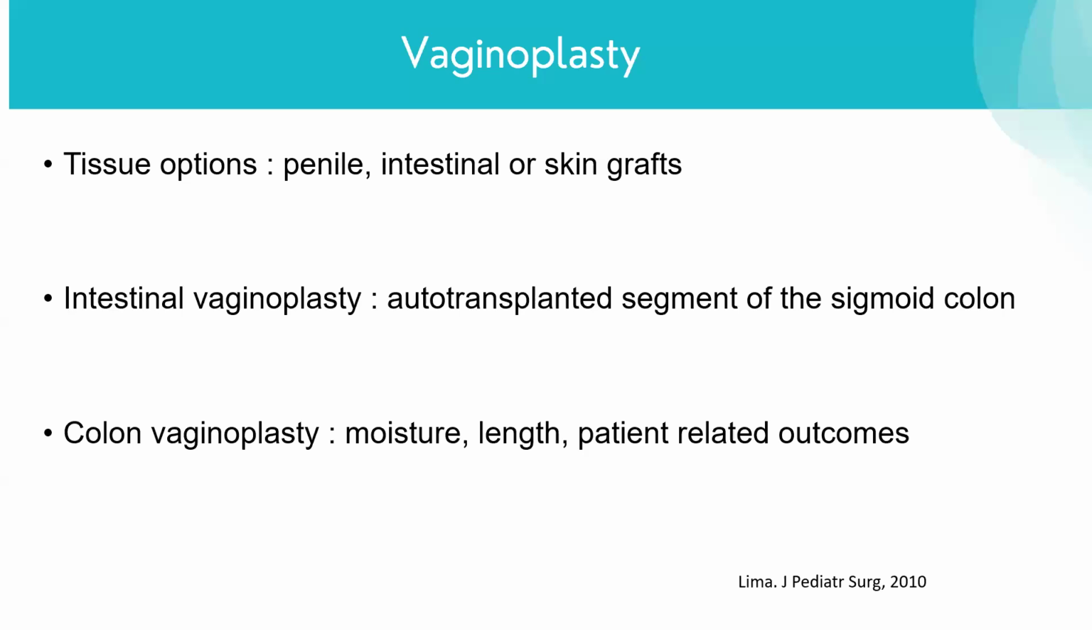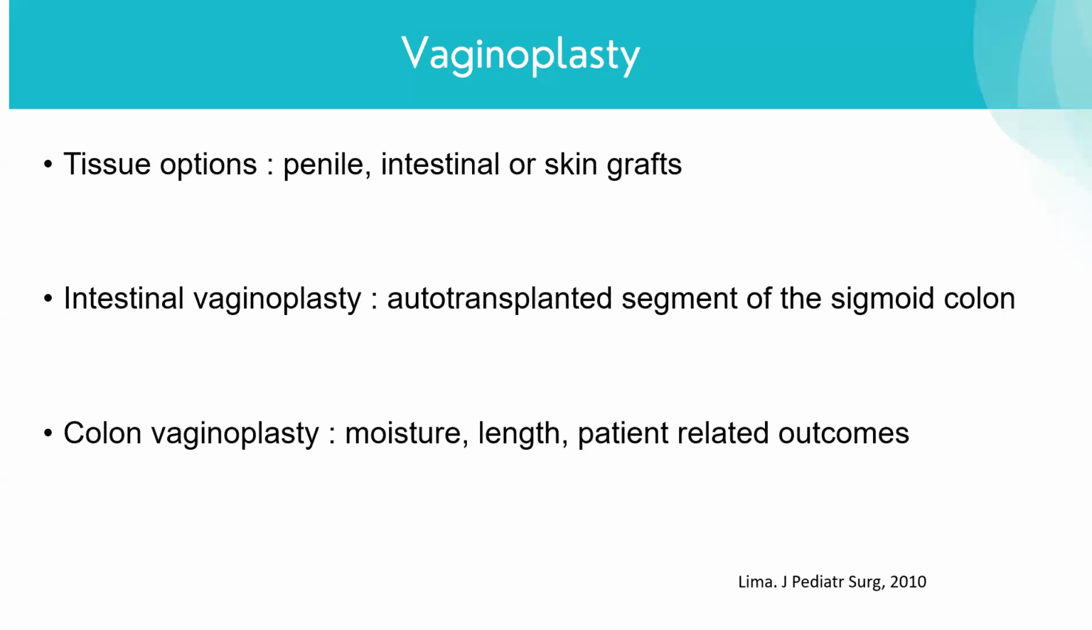So the options of vaginoplasty: there are different tissues that can be used to recreate the new vagina. You can either use the native penile tissue, you can use part of the intestines, or even skin grafts. More and more, the use of the intestines is preferred in vaginoplasty because there are some advantages that have been shown. One of them is that because it has a natural moisture, and also because it has an adequate length, it's been shown that patients report good outcomes in terms of using colon vaginoplasty.